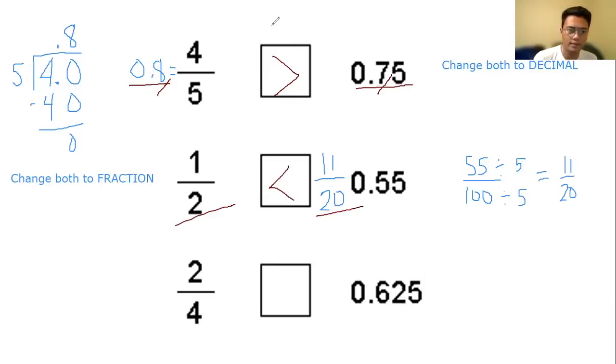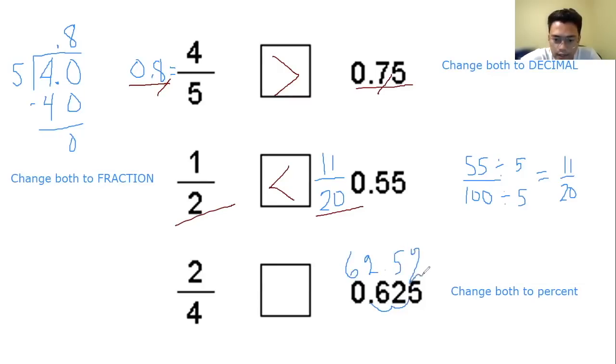Okay, last. Okay, sir, can you change both to fraction or to percent? Okay, let's try. If we will change both to percent, look at 0.625. If you change it to percent, move 2 units to the right. So from here, that's 1 and 2. So this will be equal to 62.5%.